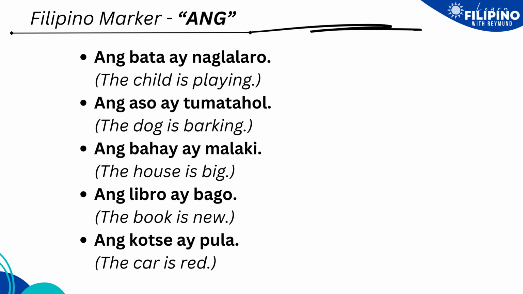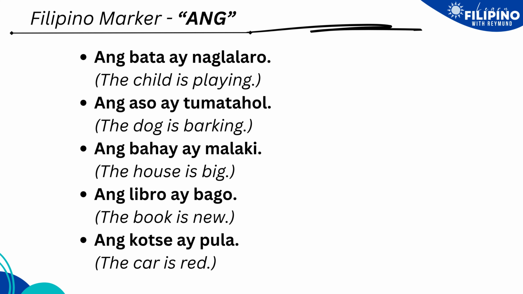Here are the example sentences for the marker ang. Ang bata ay naglalaro. The child is playing. So, bata is a child, and then naglalaro is playing. Ang aso ay tumatahol. The dog is barking. Aso is a dog. Tumatahol is barking. Ang bahay ay malaki. The house is big. Bahay is a house and malaki is big.